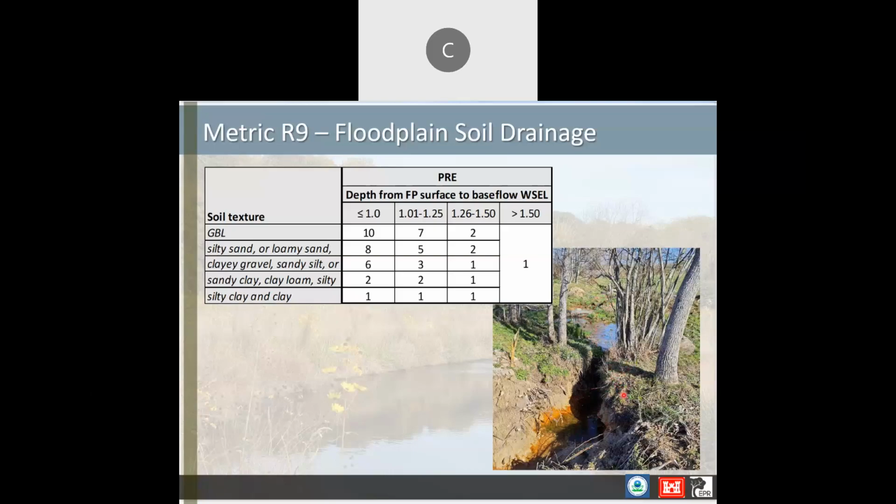So you are going to measure the depth from the floodplain surface down to the water surface. So if that depth is greater than 1.5 feet, this metric scores a 1. If, let's say, the floodplain surface down to the water surface elevation falls in this bucket, so if it's between 1 and 1.25, then it will depend on the soil texture. So if this soil is a clay loam, and my depth from the floodplain surface to the base flow water surface elevation was between 1 to 1.25 feet, then that would score a 2.